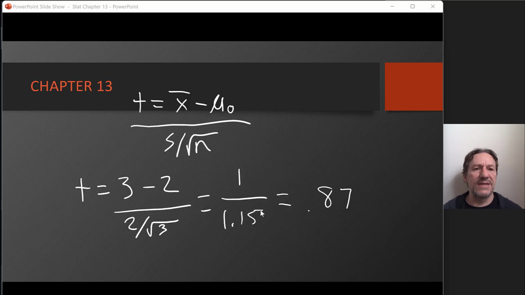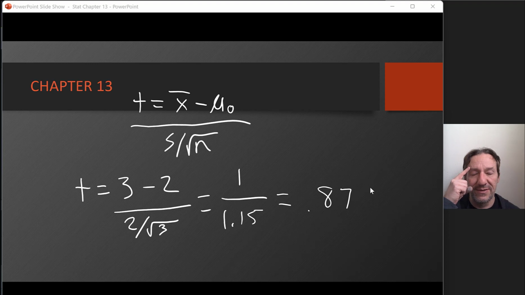And so we plug this into our t-test, our one sample t-test. 3 minus 1 divided by our standard deviation, the 2, divided by the square root of n. We get 1 divided by 1.15, which equals 0.87. You're like, great, okay, so we got a t of 0.87. What do we do? Just think about it for a second.